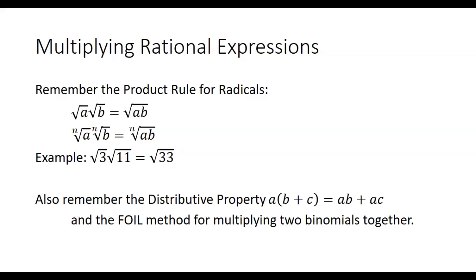Also remember the basic algebra fact, the distributive property. When you have A times the quantity B plus C, you can distribute the multiplication over the addition, and it's A times B plus A times C. And remember that when you have two binomials multiplied together, you can multiply it out using the FOIL method. So something plus something times something plus something equals the first things multiplied together plus the outer terms plus the inner terms plus the last terms.